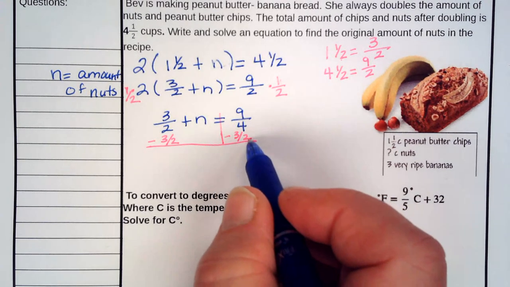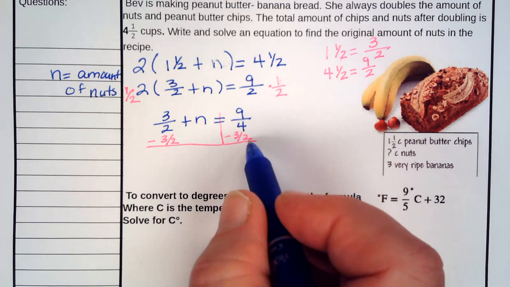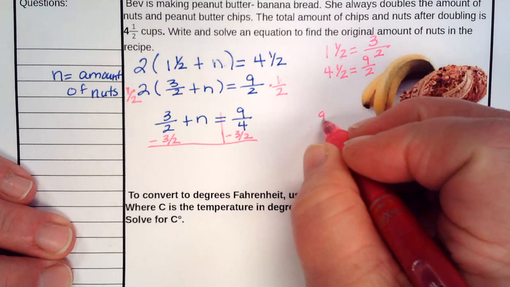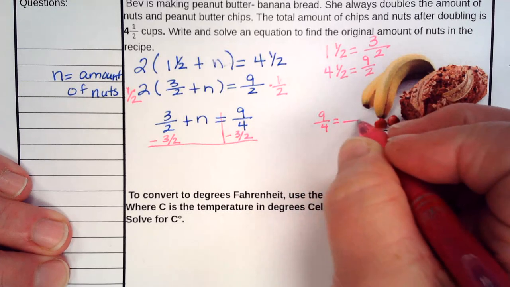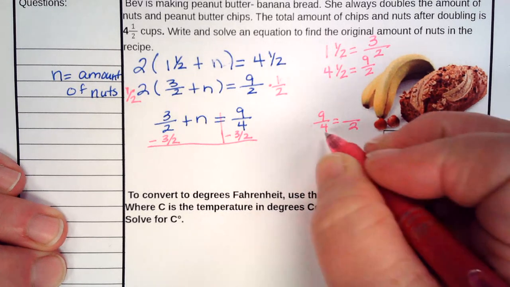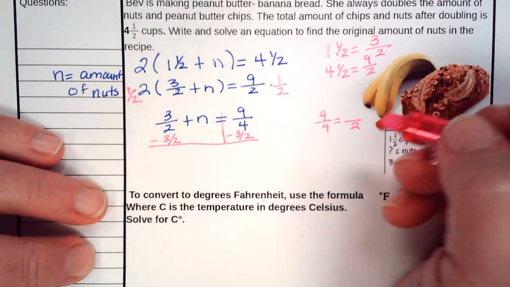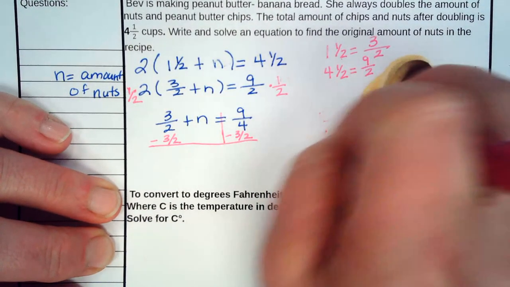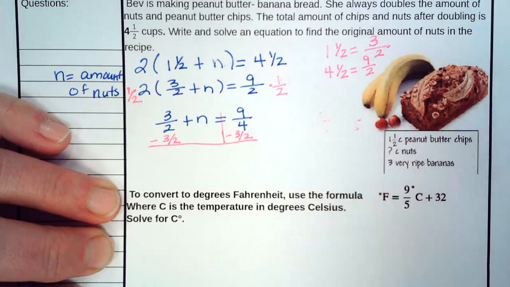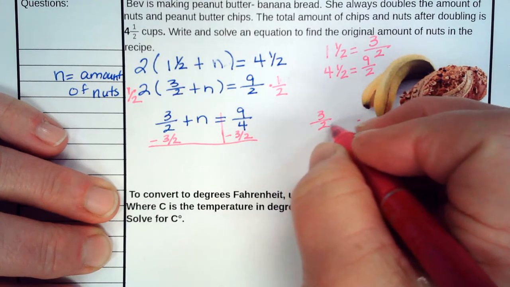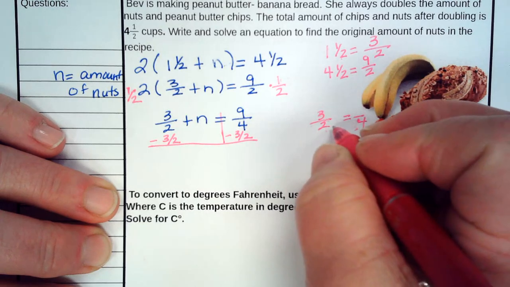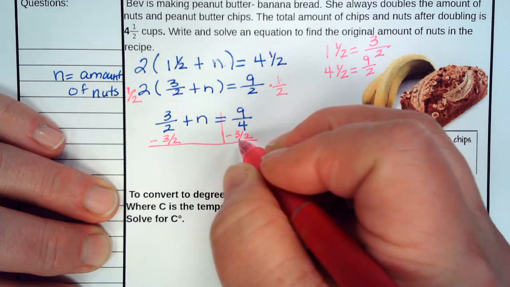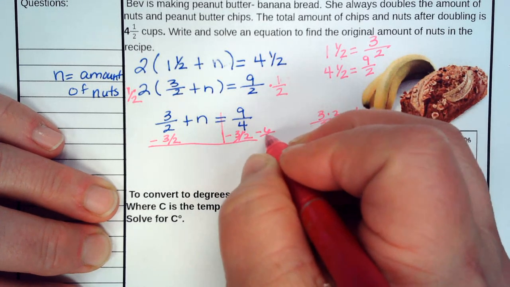So 4 is divisible by 2. 2 goes into 4 2 times. So I'm going to take 9 over 4 is equal to some number, and I want it over 2. Other way around, 3 over 2 is equal to something over 4. I multiply by 2 down here, by 2 up here, and it's 6 over 4. So I'm subtracting 6 over 4.